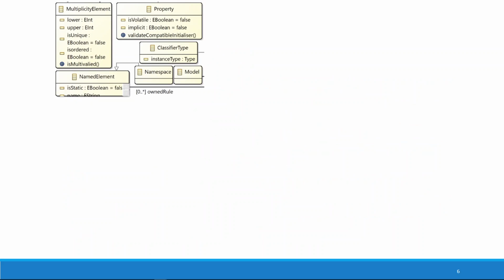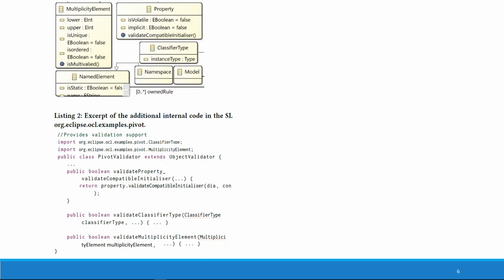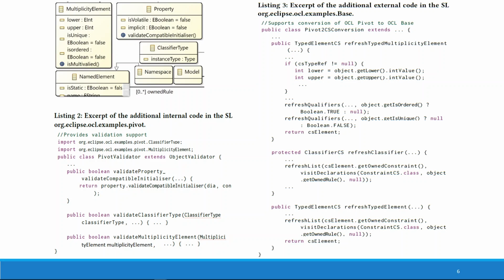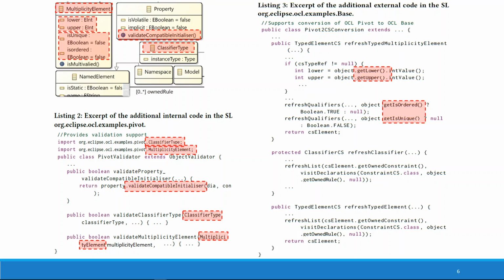And as I mentioned before, as a developer, you will add additional code on top of this. So let's see just two examples. The first one is a class PivotValidator that applies validation. And the second one applies a conversion, so it converts an element of Pivot to another one. And here we can already see that the elements that we use in the code are those in the metamodel. For example, here the operation validate, the classes ClassifierType and MultiplicityElement, and their attributes are used in the code. Other properties, for example ownedRule here, are used in the code as well.